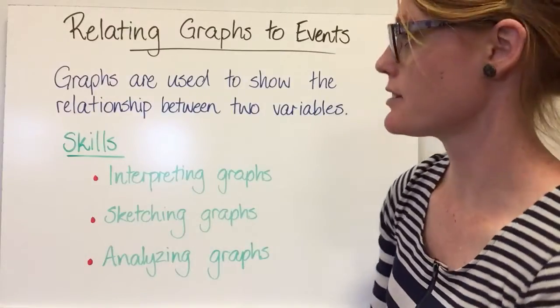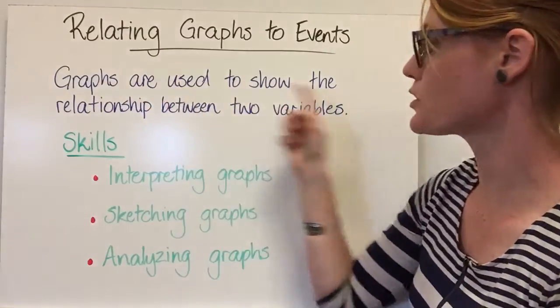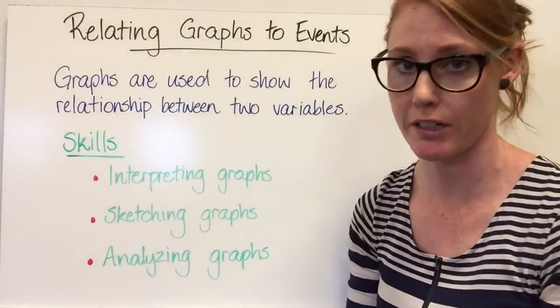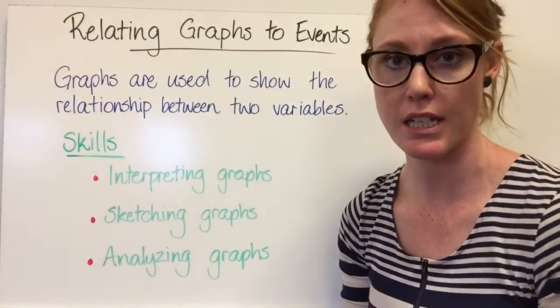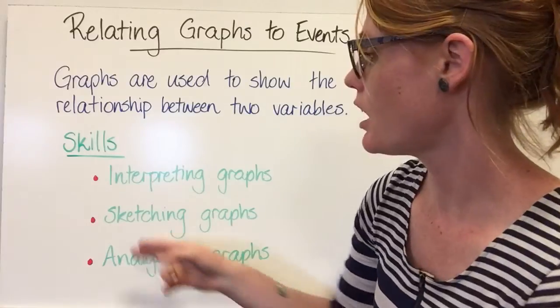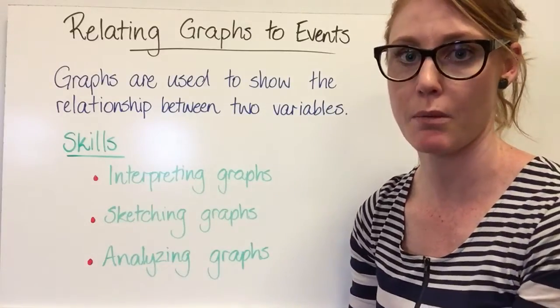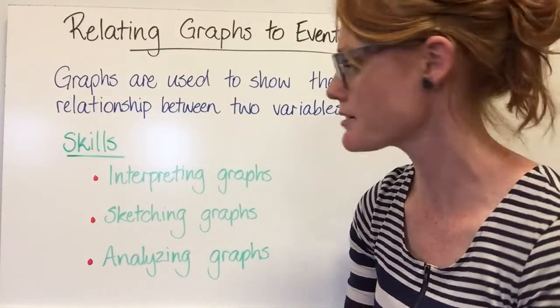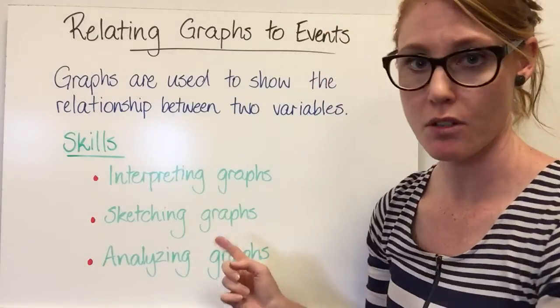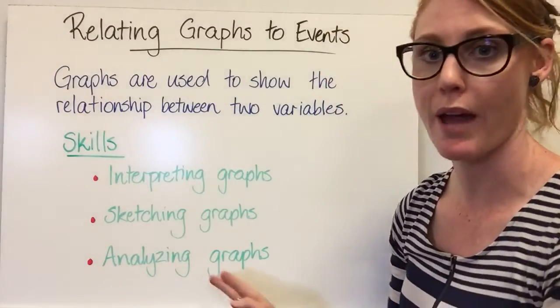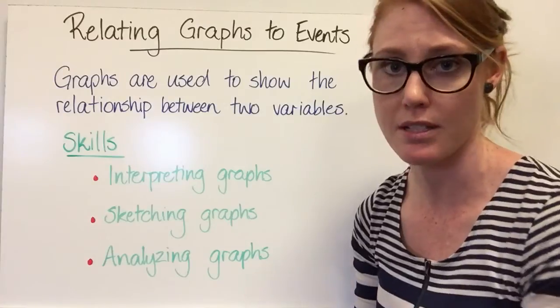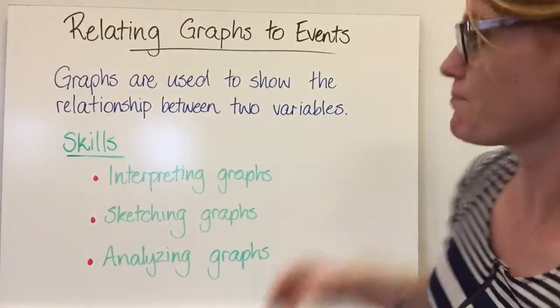Relating graphs to events. Graphs are used to show the relationship between two variables. The skills that we need when we're working with graphs are interpreting graphs. We need to be able to figure out what they're trying to tell us. We need to be able to sketch graphs, and we need to be able to analyze graphs and dig deeper into the information that's being conveyed through them.